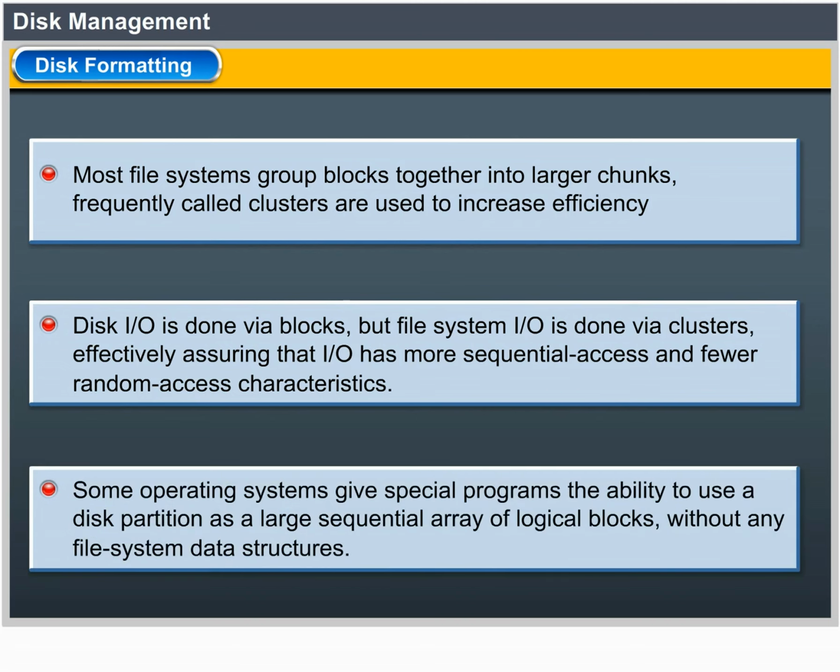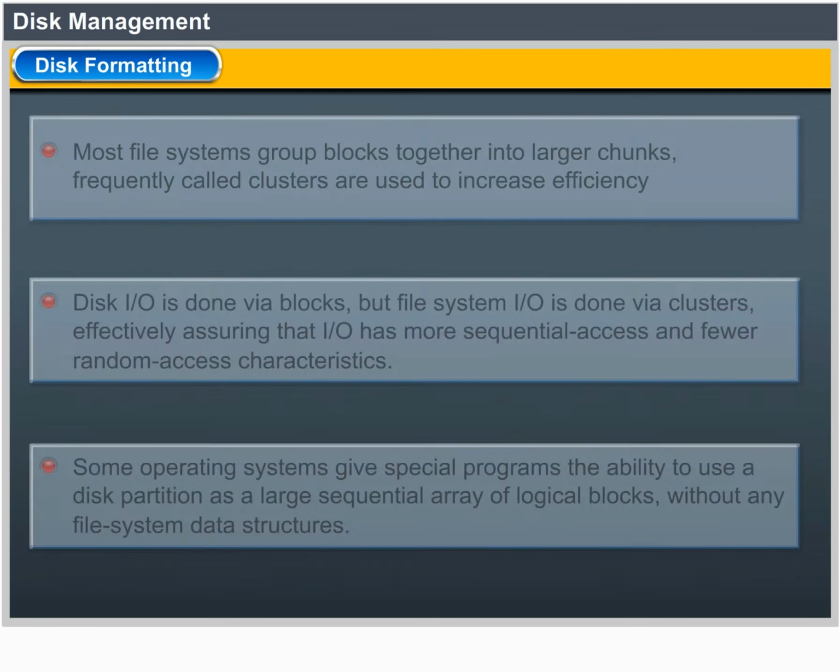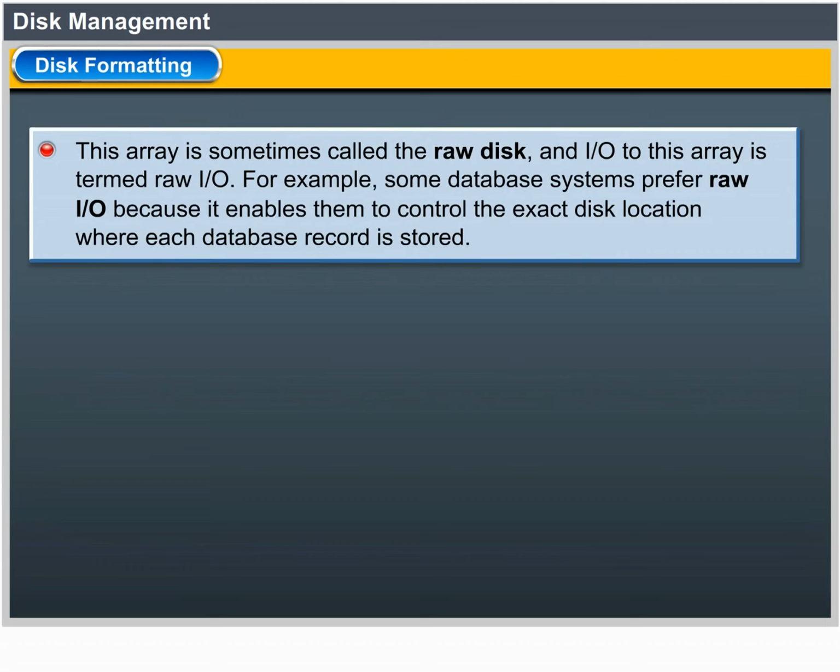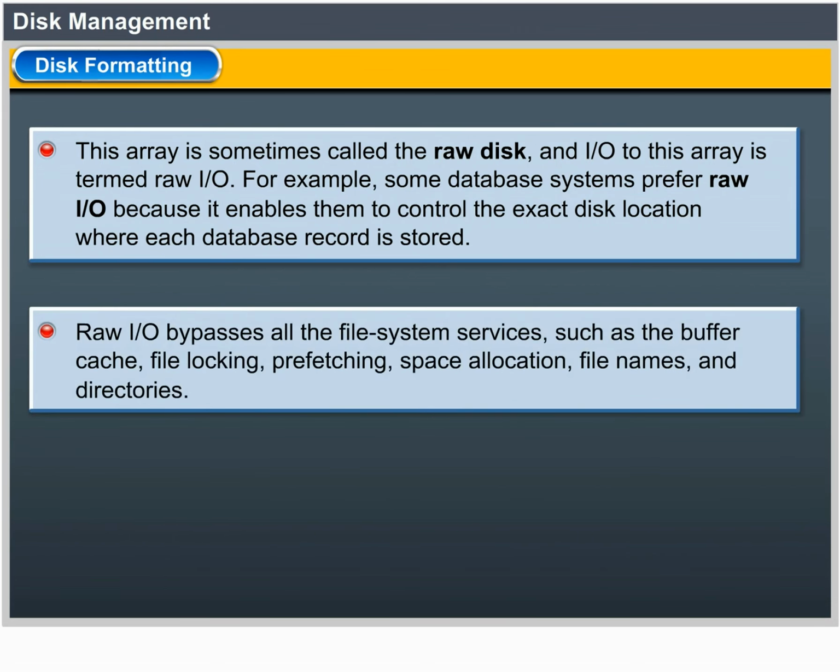Some operating systems give special programs the ability to use a disk partition as a large sequential array of logical blocks without any file system data structures. This array is sometimes called the raw disk, and input-output to this array is termed raw input-output. For example, some database systems prefer raw input-output because it enables them to control the exact disk location where each database record is stored. Raw input-output bypasses all the file system services such as the buffer cache, file locking, prefetching, space allocation, file names, and directories.